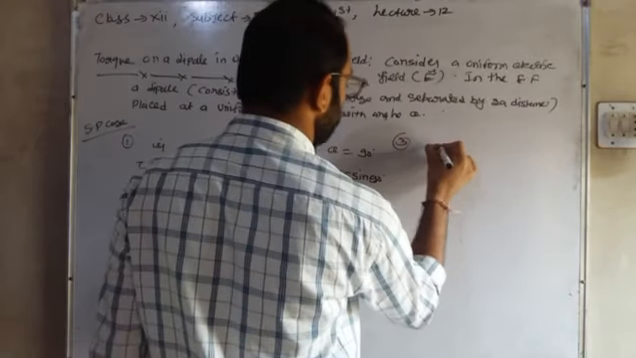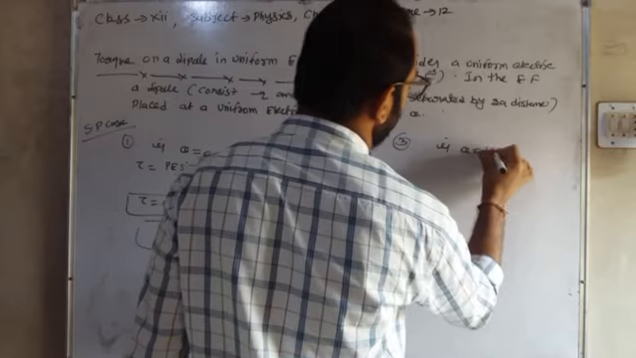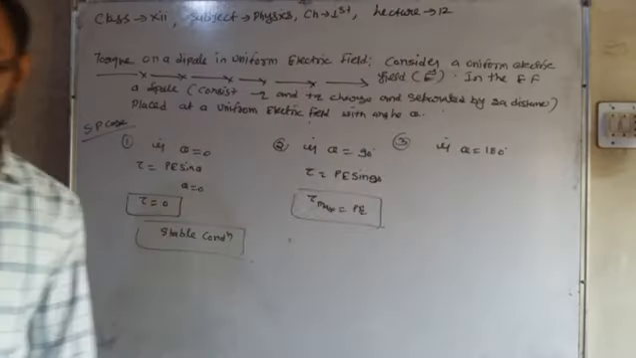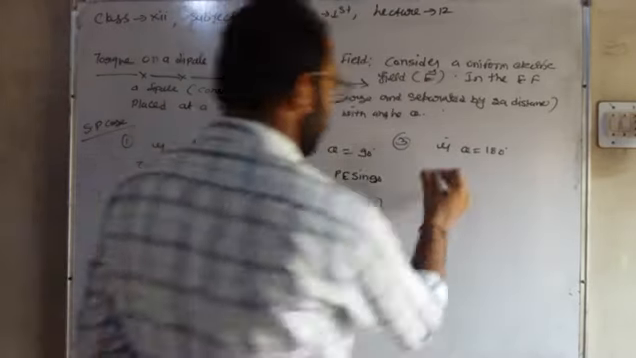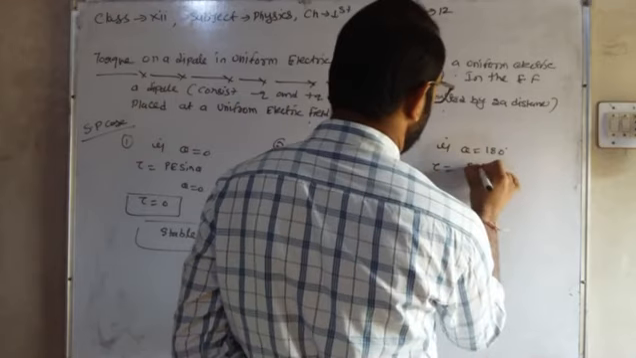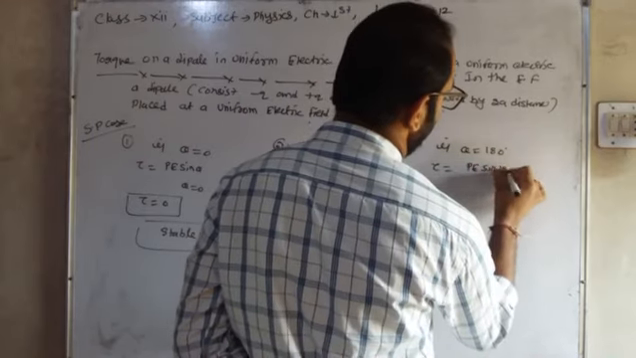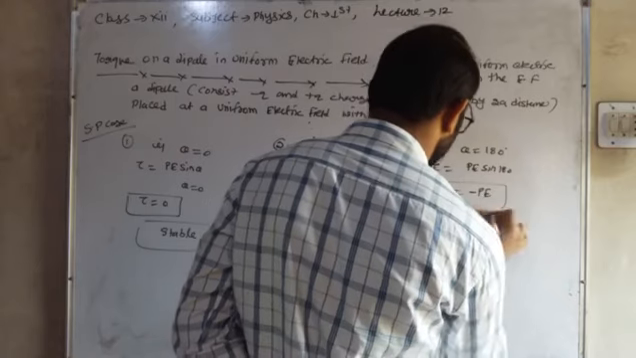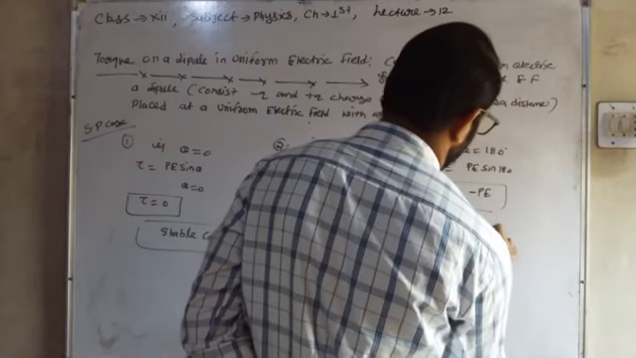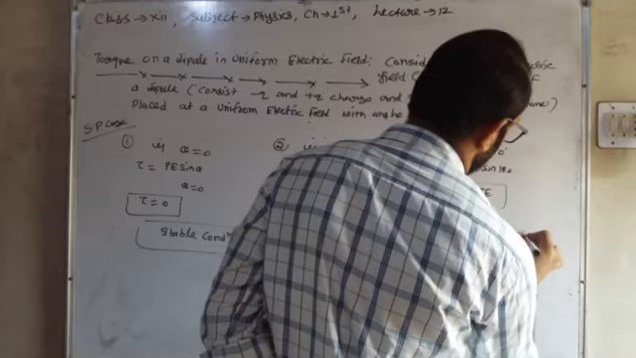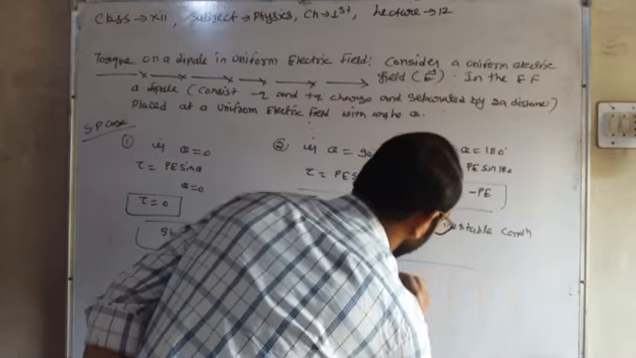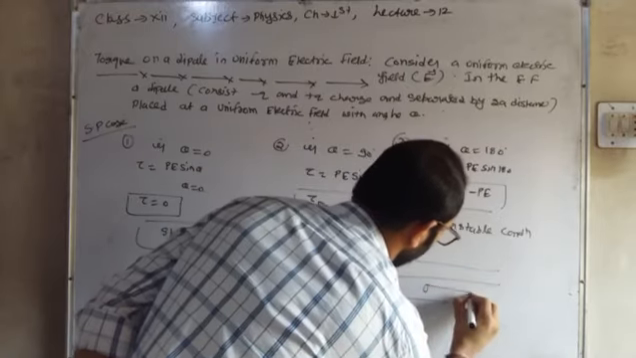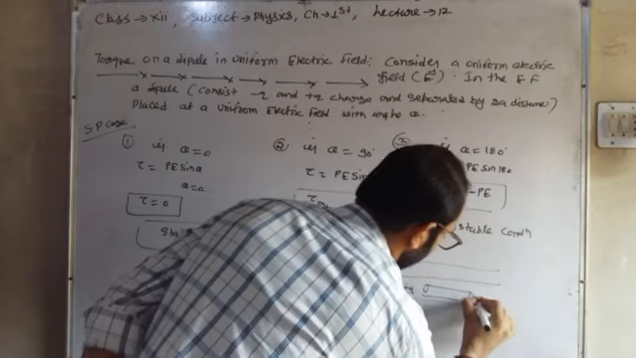Third point is if theta is equal to 180 degree, then torque is pE sin 180. Sin 180 is zero... then minus p. It is an unstable condition. Unstable condition means, for this dipole, this one is plus q and this one is minus q.